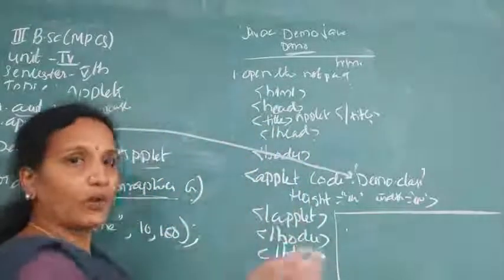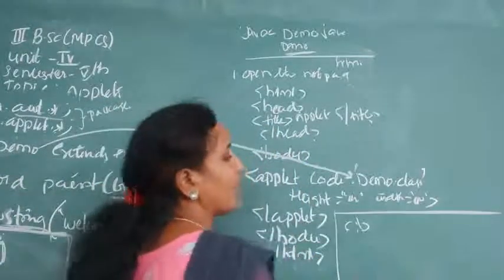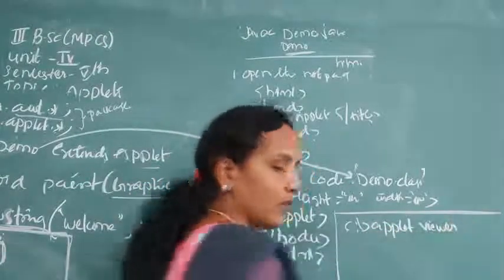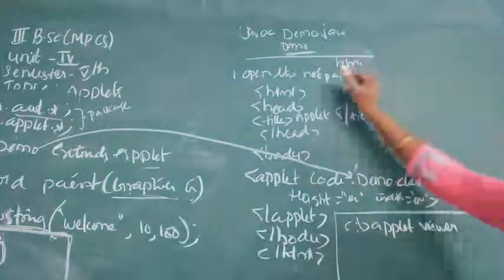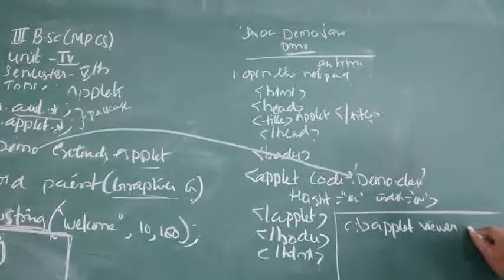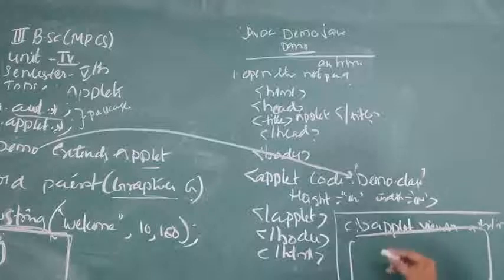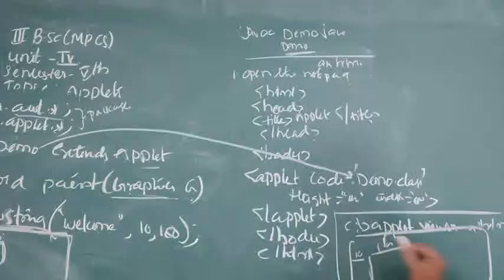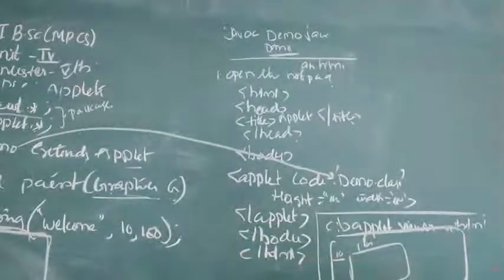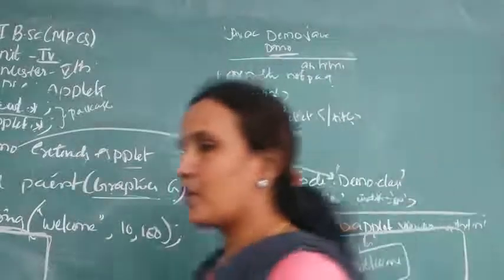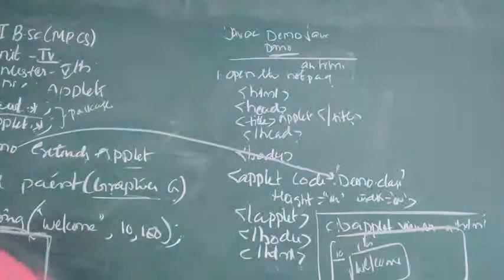In the command prompt, like this, appletviewer. What is the name of our HTML file? For example, a.html. appletviewer a.html. You will get a screen like this. And 10, 100, this area you will get, and in this area, the output you will get is what I have given there: Welcome. That's it. This is your output. This is an introduction to the applet.